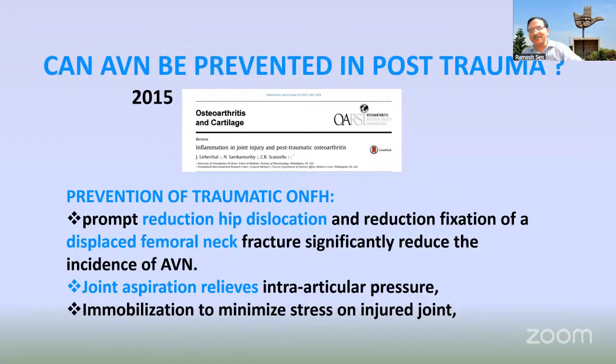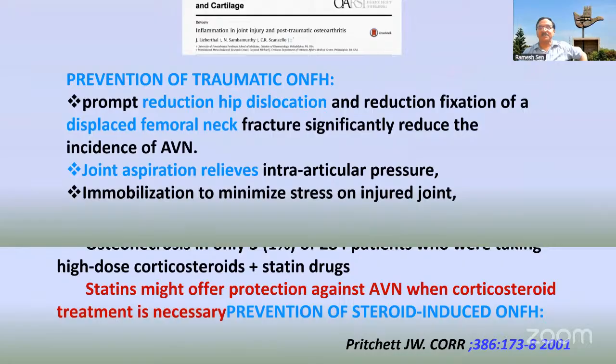Now, the question comes, can we prevent this AVN? Yes, we can say, when we have a trauma situation, if we immediately, at the earliest possible, reduce the hip joint, and stabilize and reduce the femur neck fracture. People feel that if we aspirate the joint after the closed reduction also and minimize the injury, we may be able to reduce the chances of AVN, meaning we may be able to prevent AVN.